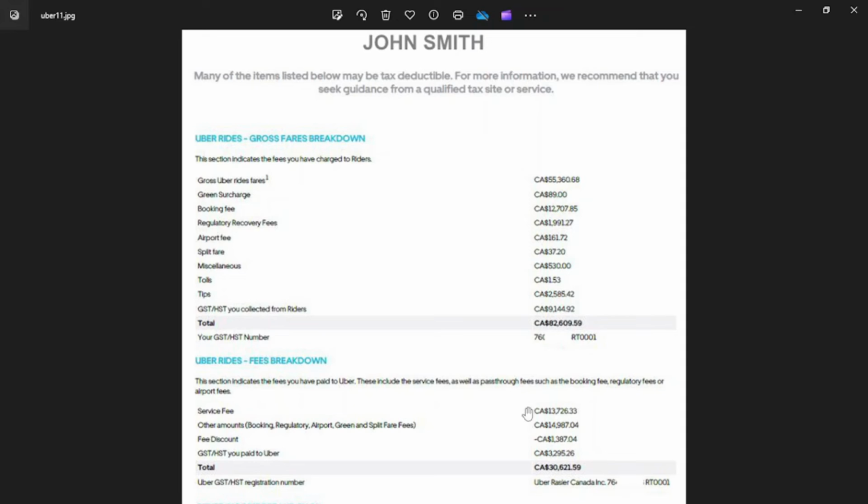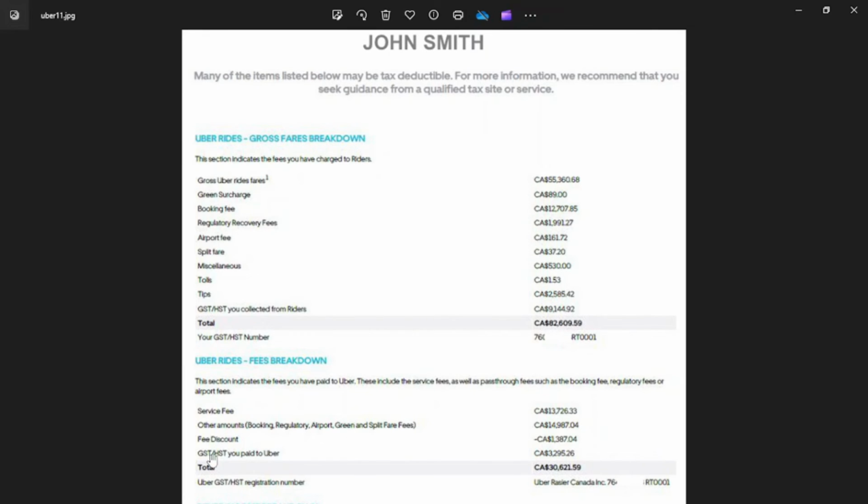Okay, so again, these are the deductions. These are not your income. Fee discounts, so there could be some discount on the fees that Uber provides. For example, if Uber fees were $1,000 and the discount was $100, it means the net fee that Uber charged you was $900.